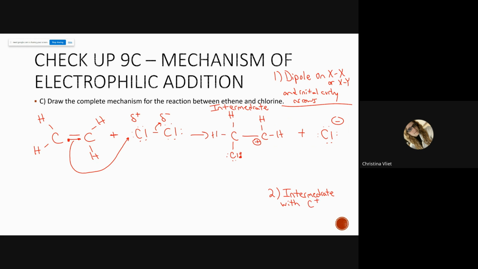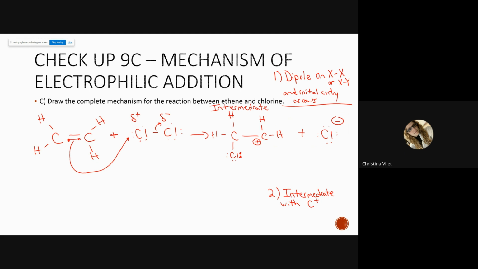I'm just going to write it with C+, but that's the carbocation. That's our mark 2 for sure. So where's mark 3 at here? This is combining the chlorine and the carbon. And what way should we write the arrow? What do you think? What way should we write the curly arrow? Oh, so from the chlorine to the carbon.